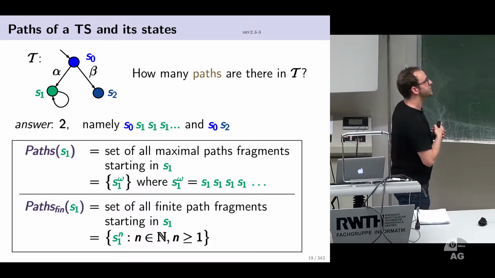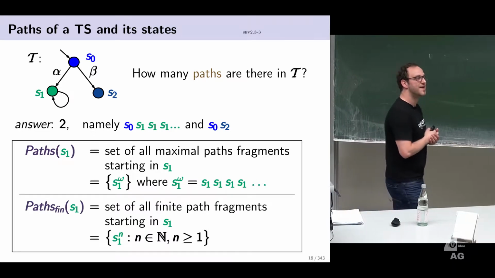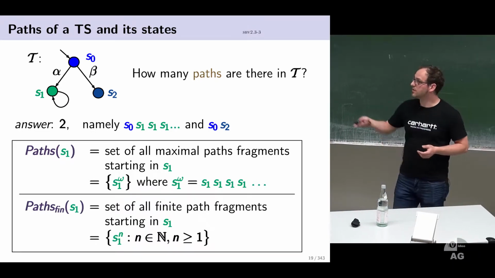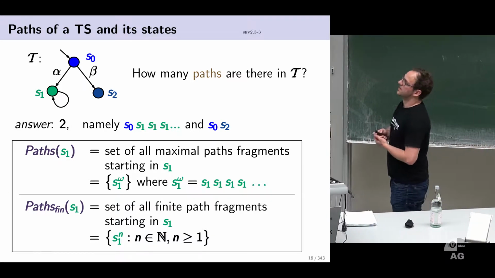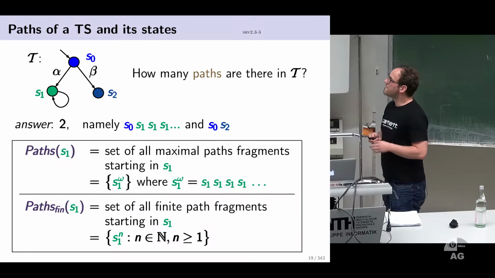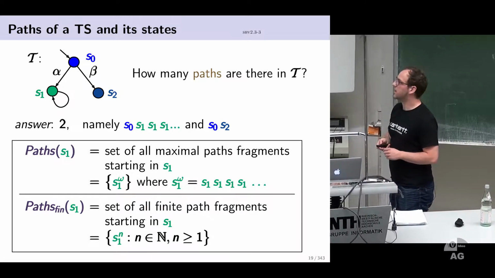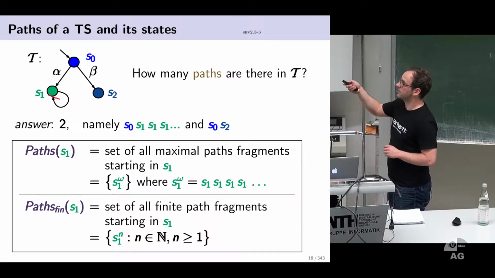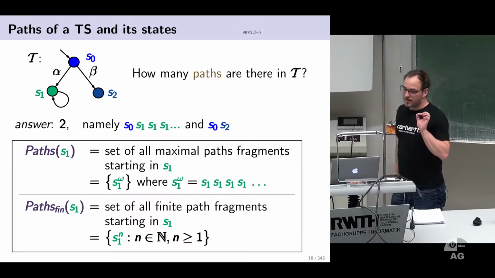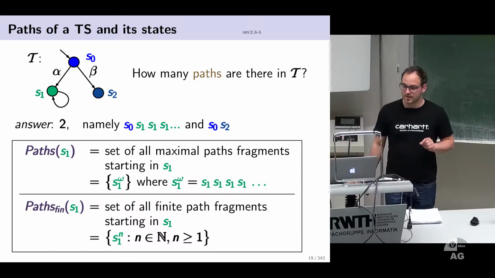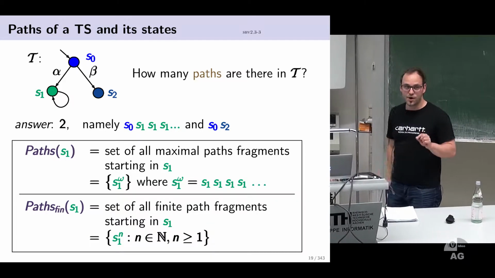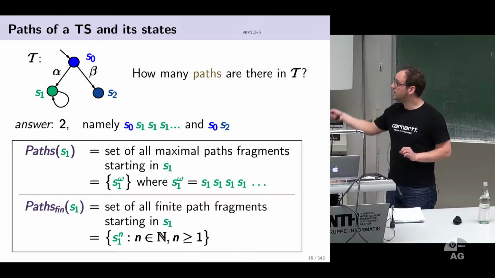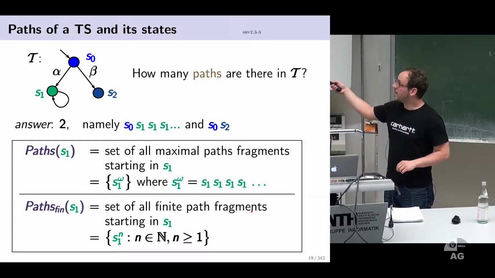Now we're going to extend this. We're also going to look at finite paths, denoted with Paths subscript fin, starting in some state. And these are the set of all finite path fragments that start in the state S1. I want to stress here that the finite paths here are not maximal. So it just says it's a finite path fragment.